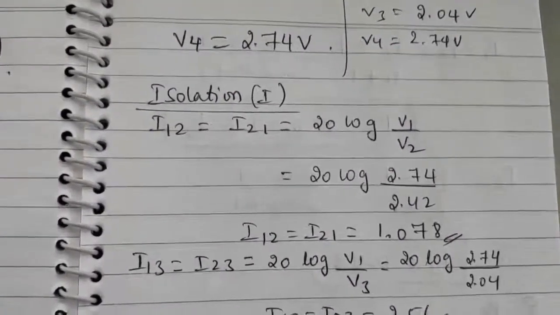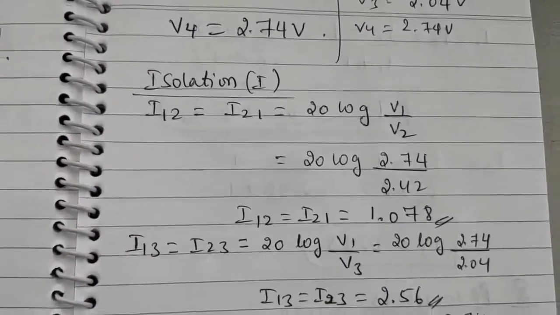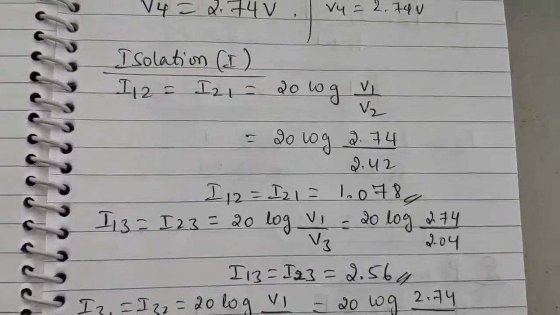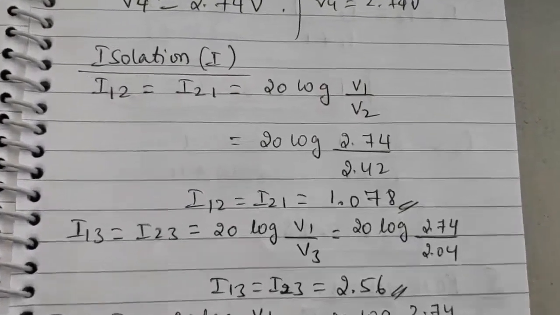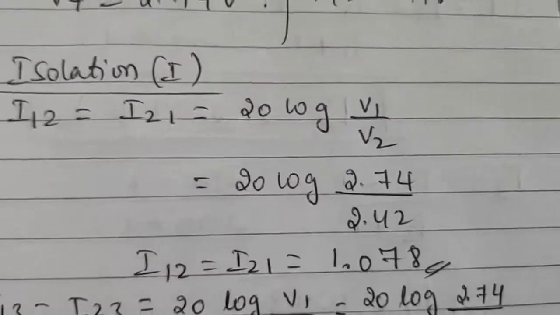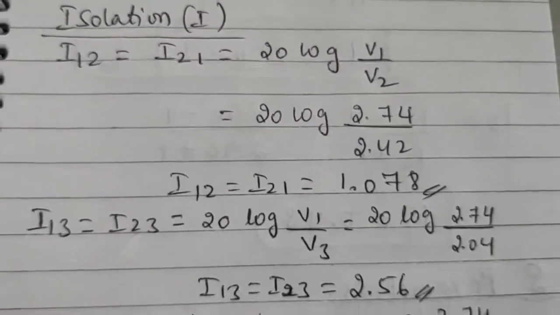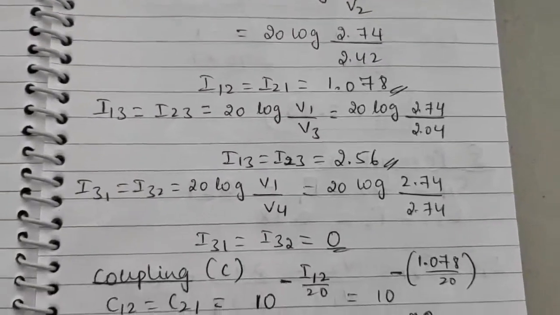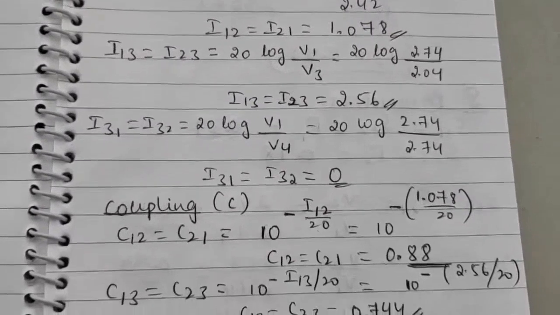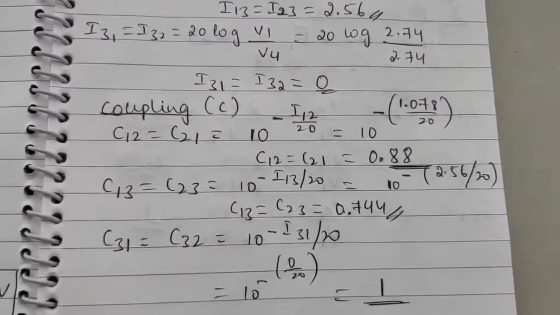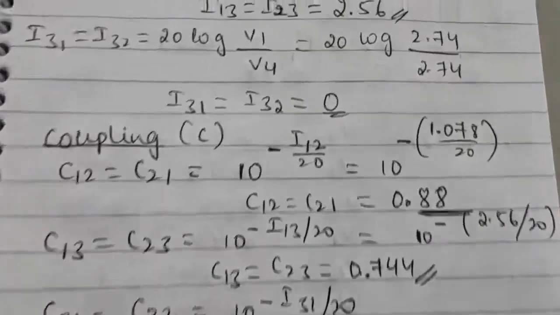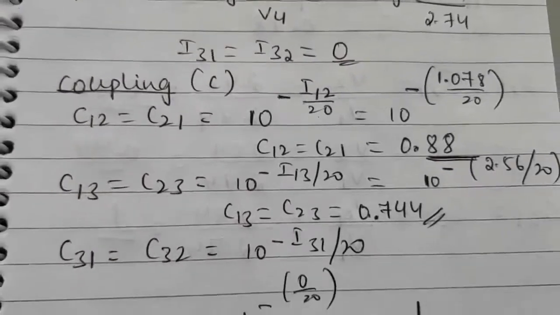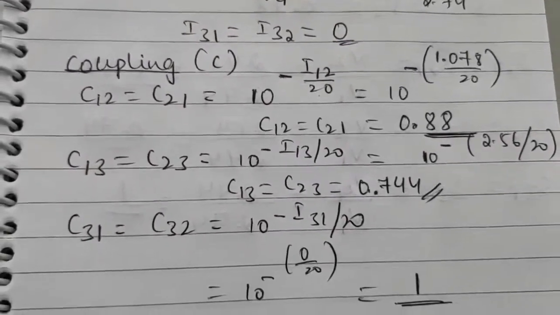Now we need to find the S parameters. Before finding the S parameters, first find the isolation and coupling parameters. The isolation formula is 20 log V1 by V2 for I12 and I21. Substitute the values and find I12 and I21, and similarly find I13 and I31. Then find the coupling coefficients by substituting the values into the formula 10 power minus I12 by 20, for the respective coupling coefficients C12, C13, C31, etc.